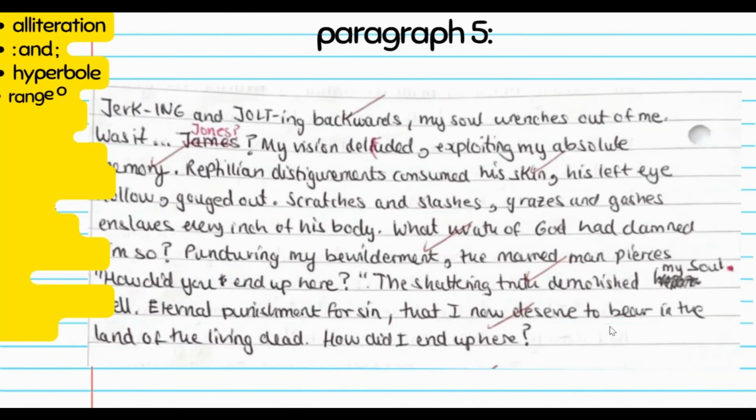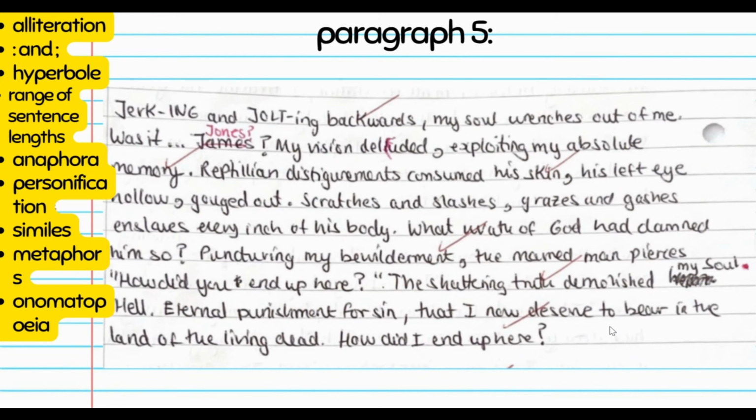Okay, paragraph 5. Jerking and jolting backwards, my soul wrenches out of me. Was it Jones? My vision deluded me, exploiting my absolute memory. Reptilian disfigurements consumed his skin, his left eye hollow, gouged out. Scratches and slashes, grazes and gashes enslaved every inch of his body. What wrath of God had damned him so? Puncturing my bewilderment, the marred man pierced. How did you end up here? The shattering truth demolished my soul. Hell, eternal punishment for sin, that I now deserve to bear in the land of the living dead. How did I end up here?